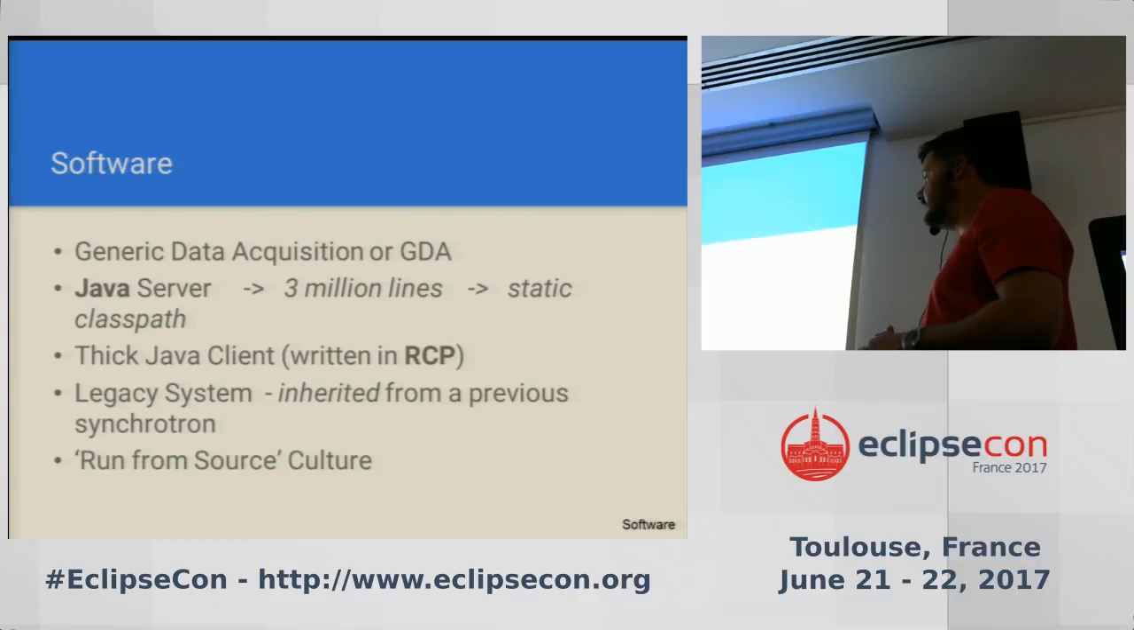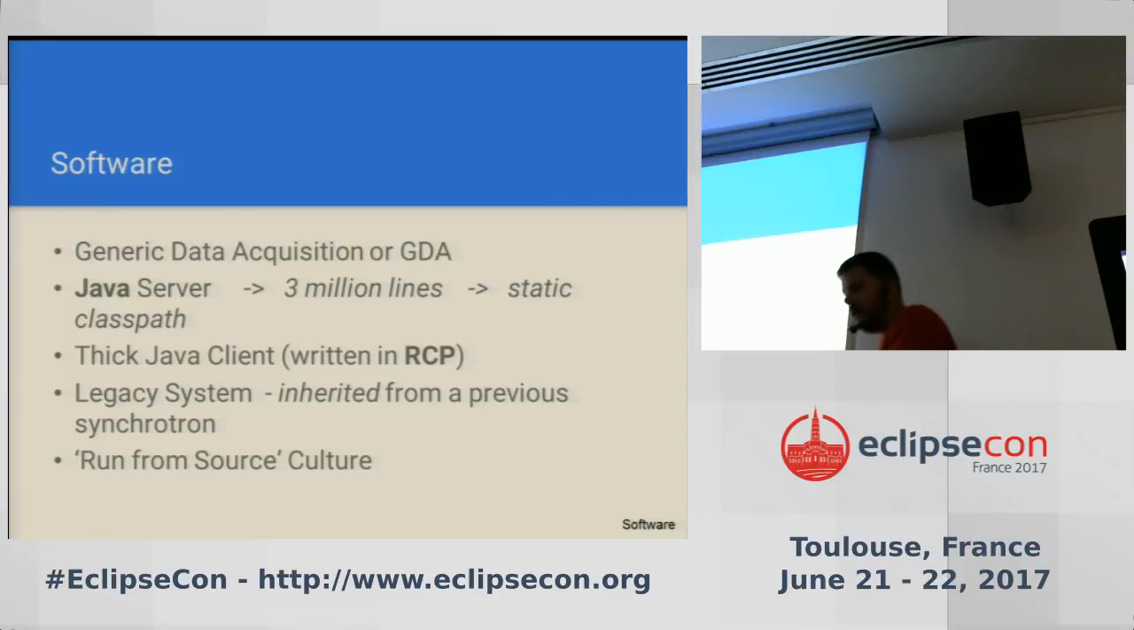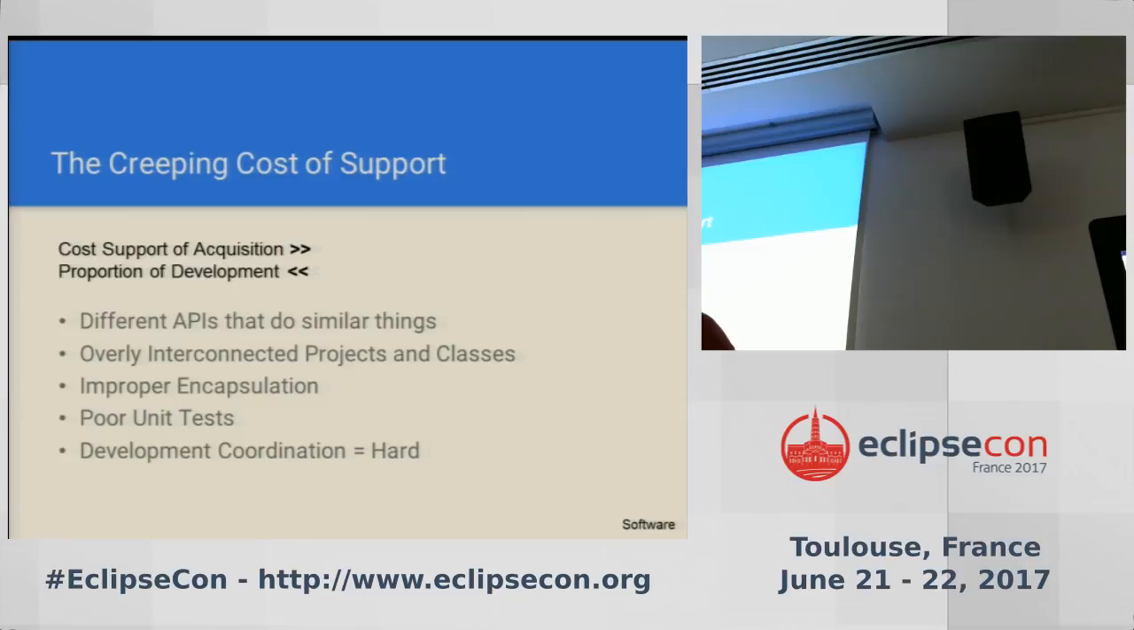Our product, as it was, which I'm going to highlight some of the problems with, which are many and varied, was a legacy system, and it came from a previous synchrotron. One of the problems we had was a run-from-source culture. Each beamline was just saying, here's some source code, put it over here, massage it a bit, change a few lines of code, do a bit of configuration, end up with a product. So every beamline had a bespoke product. This is not a reproducible software system, and that was the issue that OSGi helped us solve.